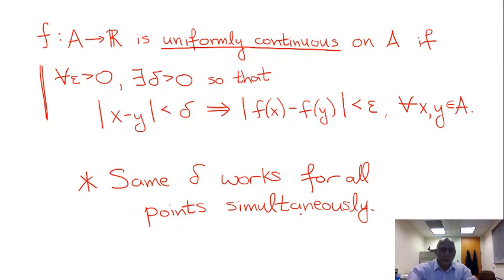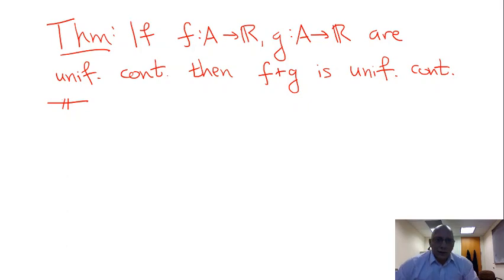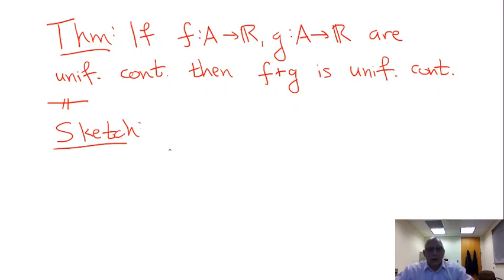Okay, so I claim the following theorem is true. If f is a uniformly continuous function and g is also a uniformly continuous function, then their sum is still uniformly continuous. And this feels a lot like the algebraic limit theorem type problems that we've seen many, many times before. So let's start by just sketching part of a proof.